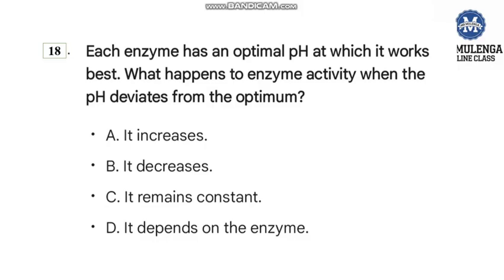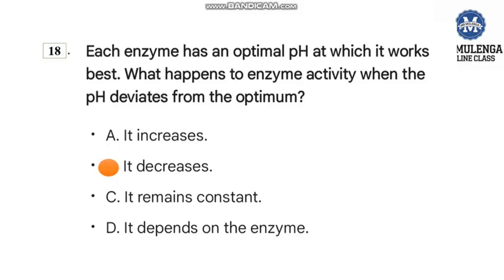Our question 18 reads, each enzyme has an optimum pH at which it works best. What happens to enzyme activity when the pH deviates from the optimum? So what is going to happen to the enzyme activity when the pH deviates from the optimum? First of all, we know that the optimum pH is the pH at which the enzyme works best. Okay, so if the pH deviates from the optimum, the activity of that enzyme is going to decrease. So the correct answer here on 18 is B.